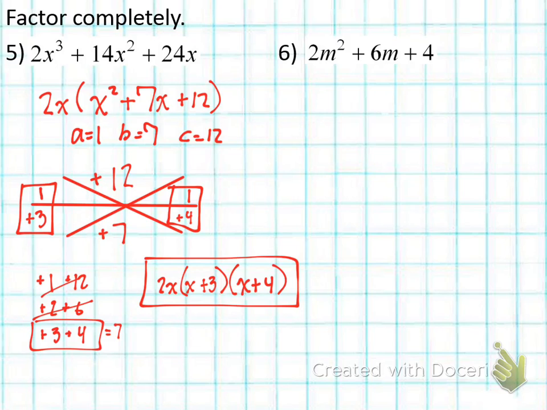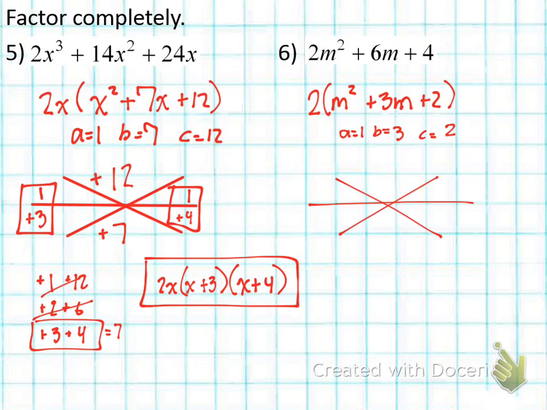Okay, on the last one, you could have factored. I'm going to go quickly. Watch carefully. You're going to factor out a 2, so it's going to be m squared plus 3m plus 2. That's the first step. Then I want to factor out this trinomial. So a is equal to 1, b is equal to 3, c is equal to 2. Drawing our x box. 1 and 1. A times c is positive 2, and then b is positive 3.